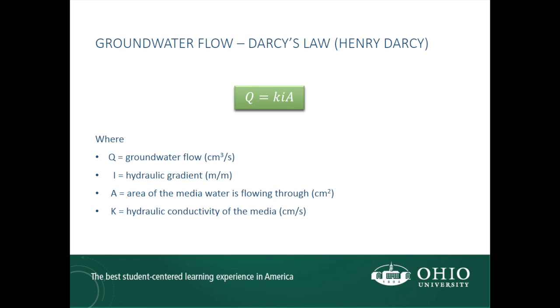Groundwater flow is governed by a concept called Darcy's law, proposed by Henry Darcy. Darcy's law states the relationship that Q equals KIA, where Q is groundwater flow, K is hydraulic conductivity, I is hydraulic gradient, and A is the area. Before we can apply this relationship, we need to know what hydraulic conductivity and hydraulic gradients are.